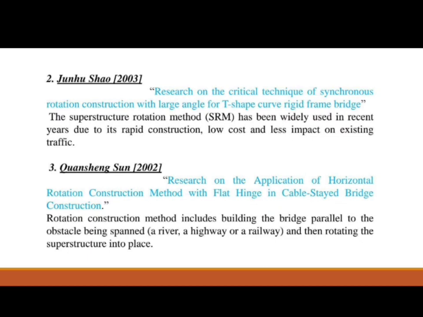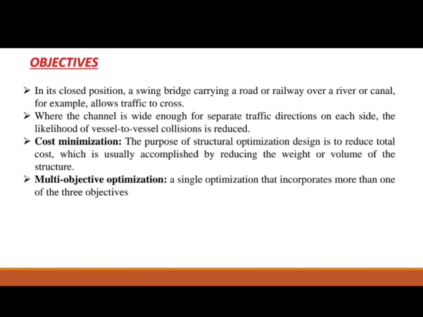Rotation construction method includes building the bridge parallel to the obstacle, being a river, a highway, or a railway, and then rotating the superstructure into place. Objective of this topic: in its closed position, a swing bridge carrying a road or a railway over a river or canal, for example, allows traffic to cross.